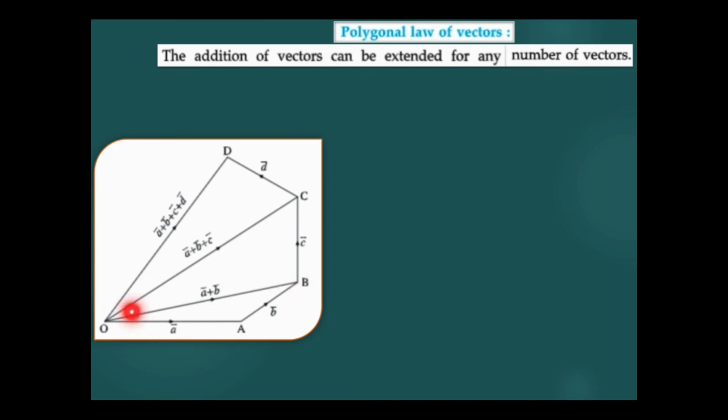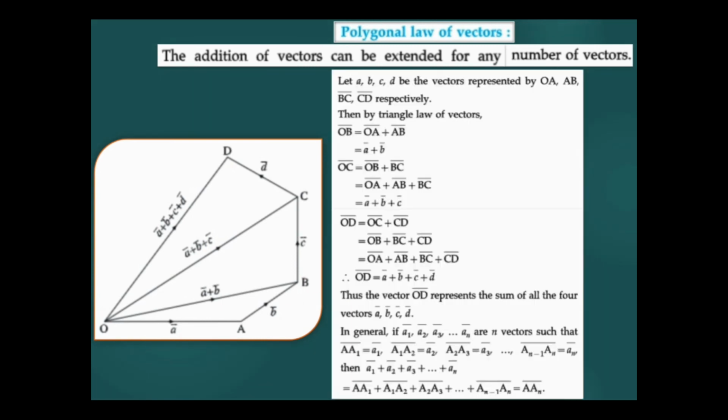vector OB, vector OC, vector OD, that we see. Let A bar, B bar, C bar, D bar be the vectors represented by OA, AB, BC, CD respectively. Then by triangle law of vectors, we write this OB bar as OA bar plus AB bar. So we get OB bar equals A bar plus B bar.